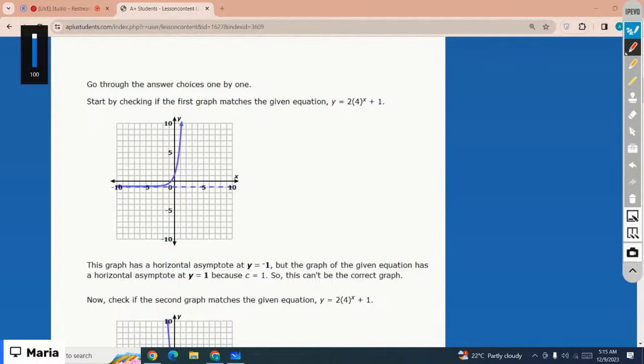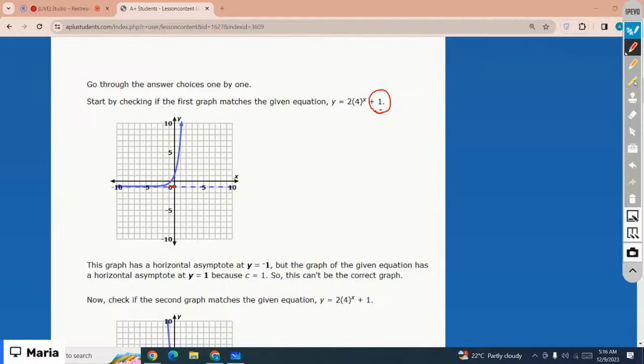Okay, start by checking if the first graph match the given equation y equals 2 times 4 exponent x plus 1. The graph of the given equation has horizontal asymptote at y equals 1. But here you can see the graph has the horizontal asymptote at y equals negative 1, right? Because c equals 1, this is the c. So that means this isn't the correct one, right?